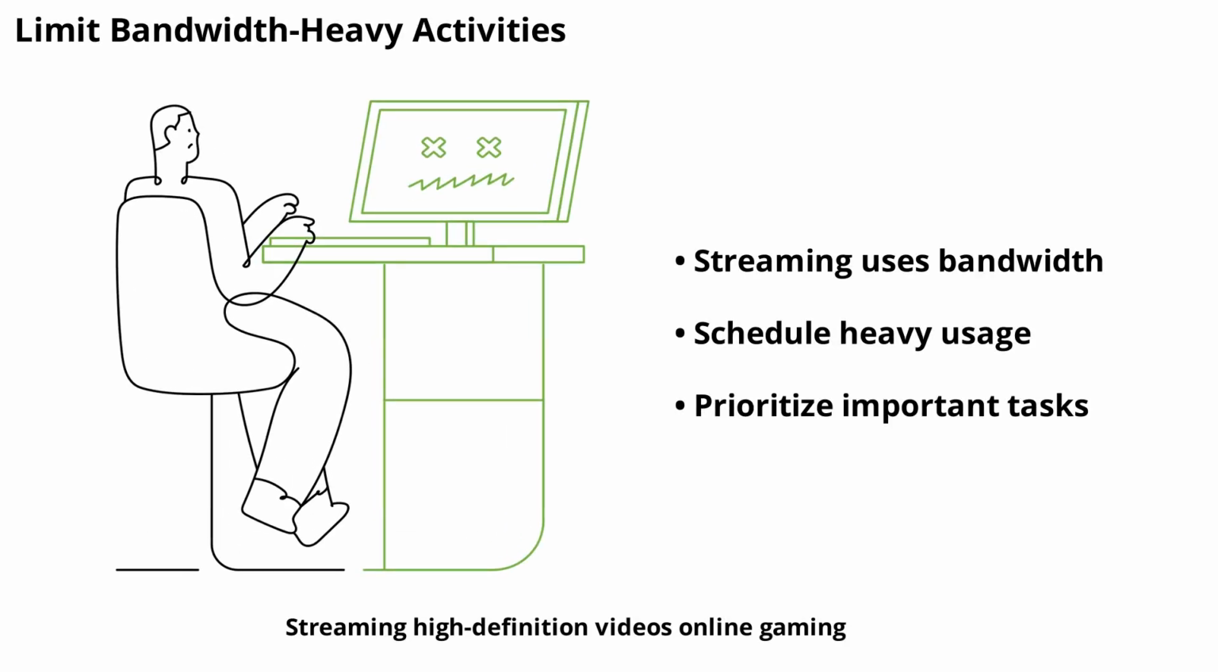Streaming high-definition videos, online gaming, and large downloads can use up a lot of bandwidth. If multiple people are doing these activities at once, your internet speed can suffer. Try scheduling heavy usage for off-peak times or limiting these activities when you need faster speeds for work or school.